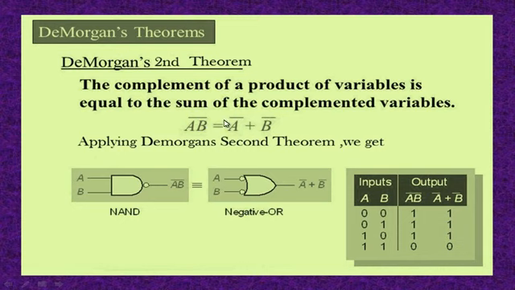The complement of a product of variables is equal to the sum of complemented variables. Now by applying De Morgan's theorem, what do we get? As LHS takes the complement of a product, this is the output of a NAND gate.